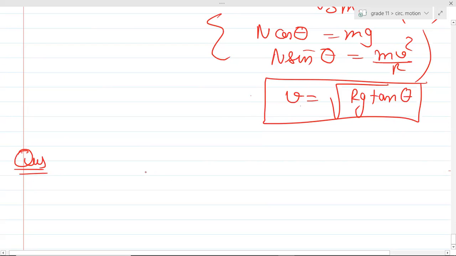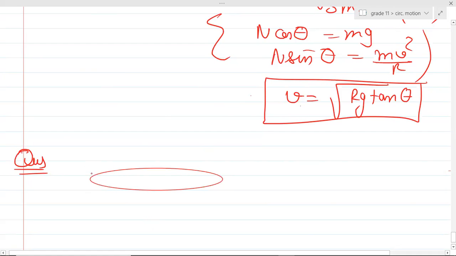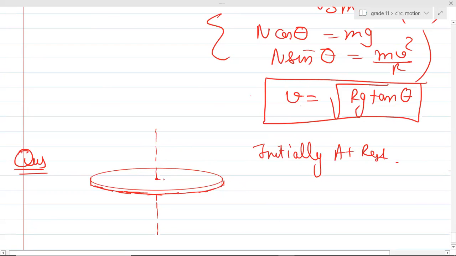Guys, suppose there is a horizontal disk. Can you see a horizontal disk, guys? This horizontal disk is free to rotate about this axis. Can you see over here? This is free to rotate about its vertical central axis. Initially, this disk is at rest. Now, at a distance r, there is a coin. Can you see there is a coin over here?